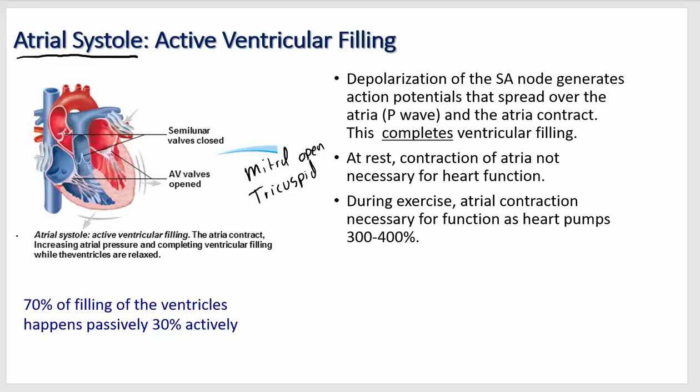Okay, but during exercise, atrial contraction is necessary for function, as the heart pumps 300 to 400% as much as it does at rest. So 70% of the filling of the ventricles happens passively. Passively means that you're not pumping anything into it, which means that blood is just flowing from either the body through the vena cava on the right side, or from the lungs through the pulmonary veins on the left side. So it's just kind of passively moving in there.